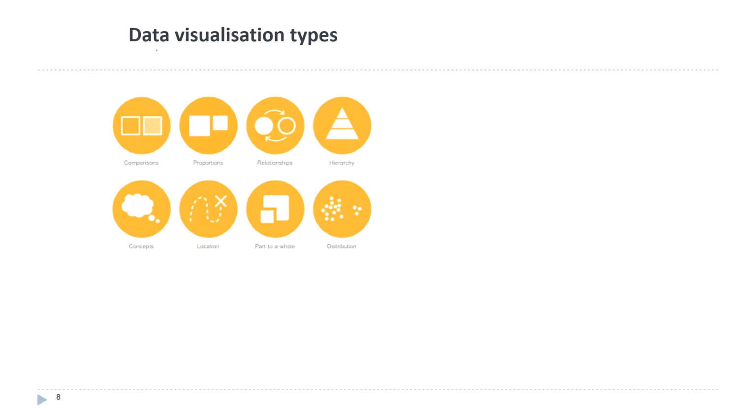Now, there are different kinds of data charts, graphs, plot types, and tables. How do we present the data for data visualization? We will discuss this in this lecture. When you talk about data visualization types, there could be certain targets, certain basic or primary functions that it has to fulfill. It could be comparisons, proportions, relationships or hierarchies, concepts, location, part to a whole, or distribution.